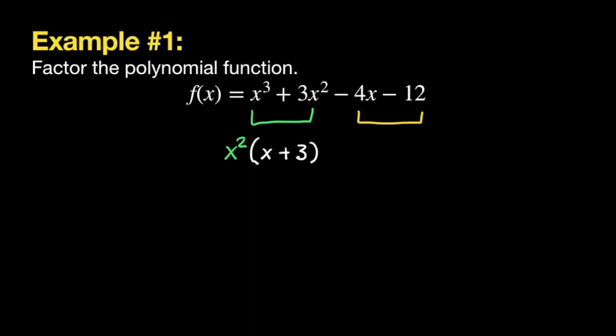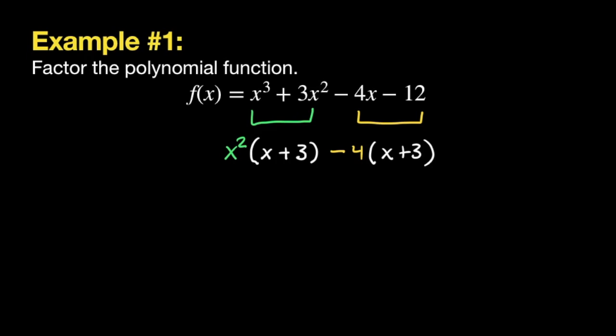Then, from the last 2 terms, we see that this is a -4 and we have a -12. Only the first term has an x, so we are not able to factor out an x in this case. Now, we do know that -4 and -12 are both divisible by the same number, which is going to be -4, the greatest common factor between the two of them. So if I factor out a -4, I'm left with x plus 3.